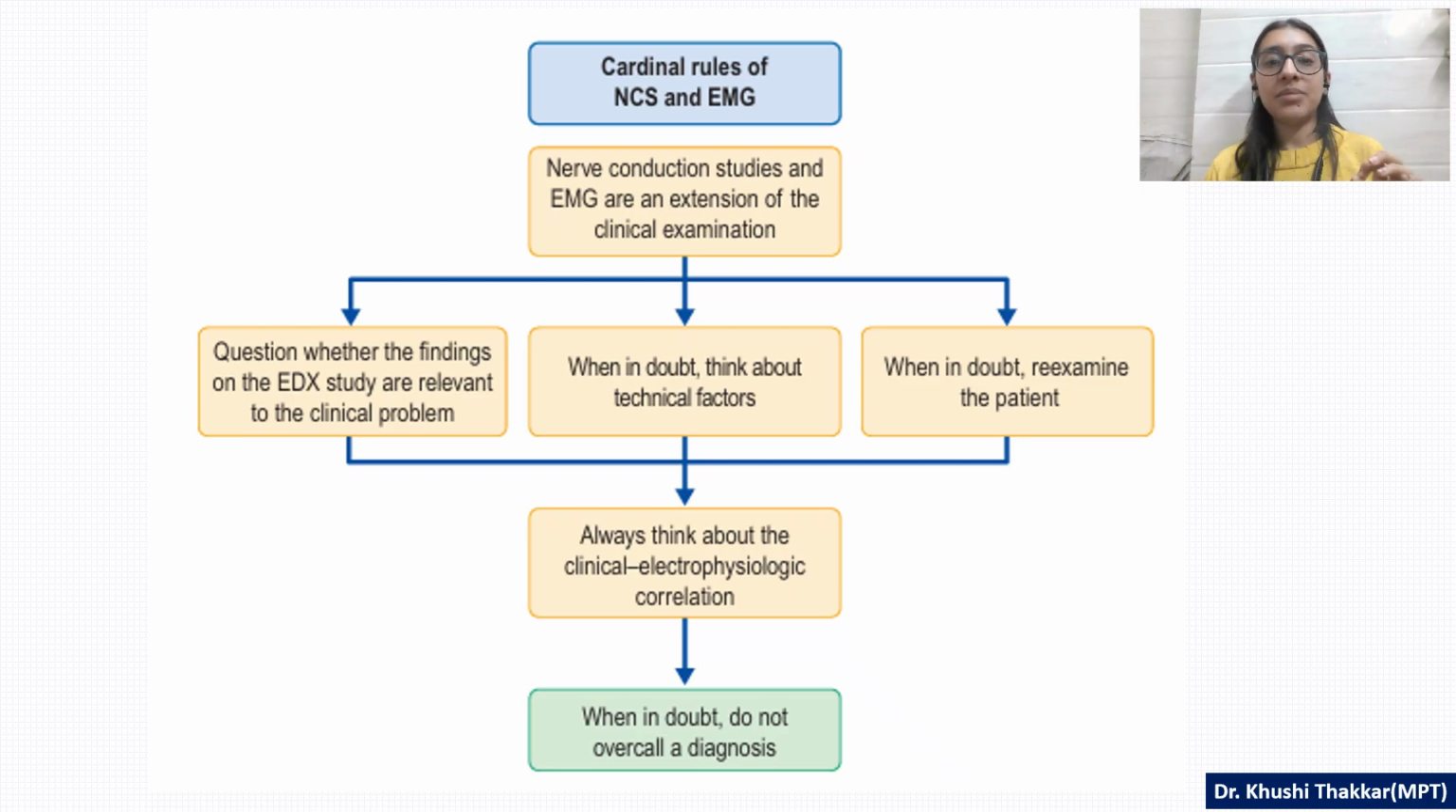And confirmation can be done using EMG NCV, which is very sensitive and reliable, and you have to correlate it with your clinical findings. Now, once your EMG and NCV is done, you can understand whether the findings on the electrodiagnostic study are relevant to the clinical problem. When you are in doubt, think about the technical factors, artifacts which can happen with the muscle or with the machine. When you're in doubt, always re-examine the patient.